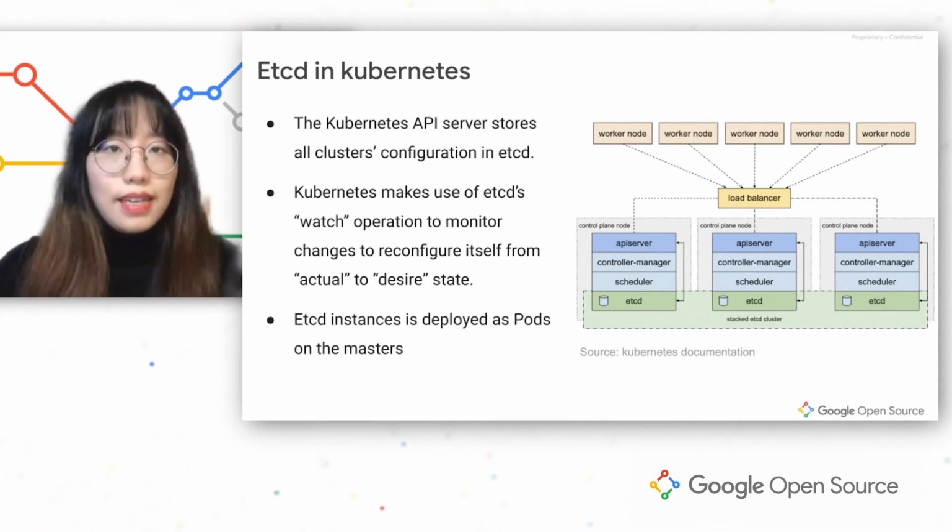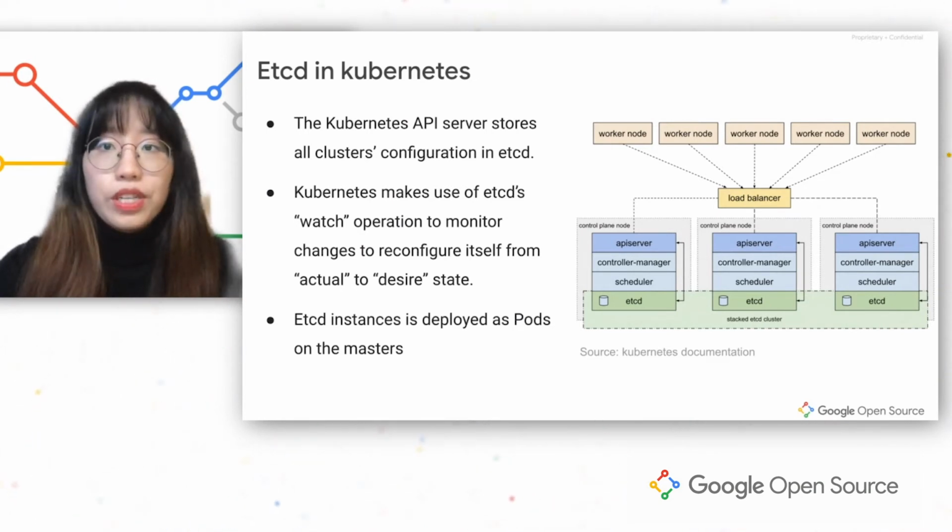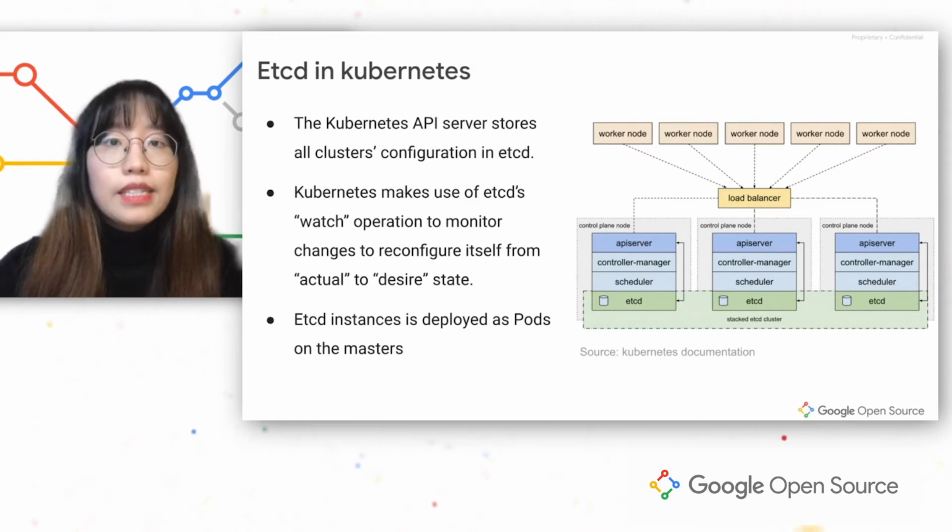So why is etcd important to Kubernetes? Firstly, it's because of the data storing functionality, for sure. etcd is designed to store the most critical data, and it has rather high performance, and it ensures the strongest consistency. Secondly, the watch operation of etcd makes it easier for Kubernetes to monitor the desired and actual state. If they diverge, Kubernetes makes changes to reconcile the actual state and the desired state.